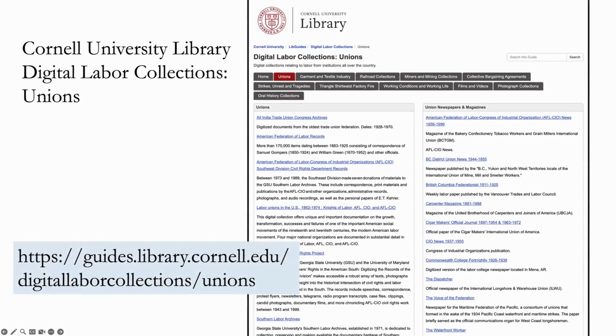So this is Cornell University's, and they've done these digital labor collections. In other words, here are the labor and union records and a lot of the different kinds of things like the AFL-CIO and all of that. And here are links to those collections of records.